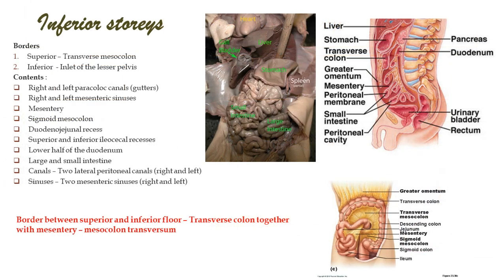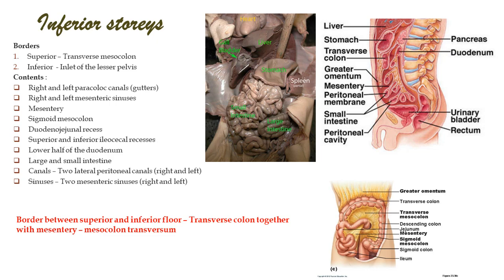Inferior story. Borders of the inferior story are the superior border, transverse mesocolon, and the inferior inlet of the lesser pelvis. Contents are right and left paracolic canals, right and left mesenteric sinuses, mesentery, sigmoid mesocolon, duodenal recess, superior and inferior ileocecal recess, lower half of the duodenum, large and small intestine, two lateral peritoneal canals, right and left, and two left and right mesenteric sinuses.